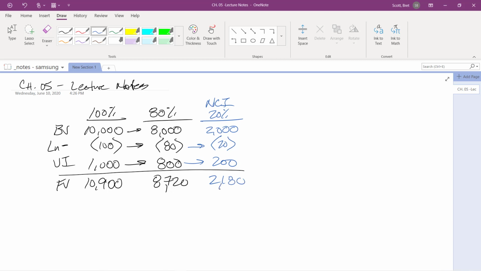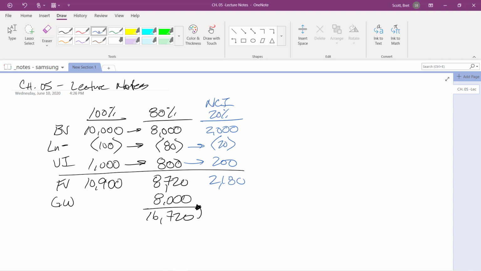Now, the question comes down to this. If I'm acquiring 80%, how much am I really paying for this? Am I going to pay the 8,720, or am I going to pay some amount much higher? In this case, let's assume that I'm paying $16,720,000. That would imply there is some amount of goodwill associated with my purchase. In this case, it would be $8 million.